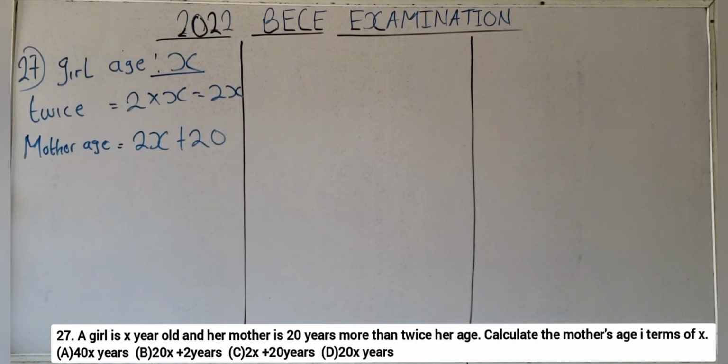So let's proceed to question 28. And the right option to that question is 2x plus 20 years. That is option C.